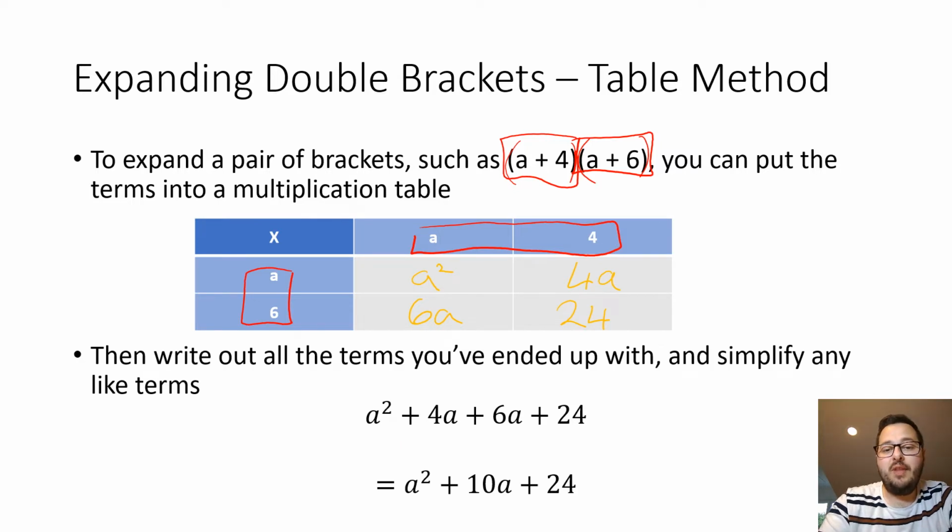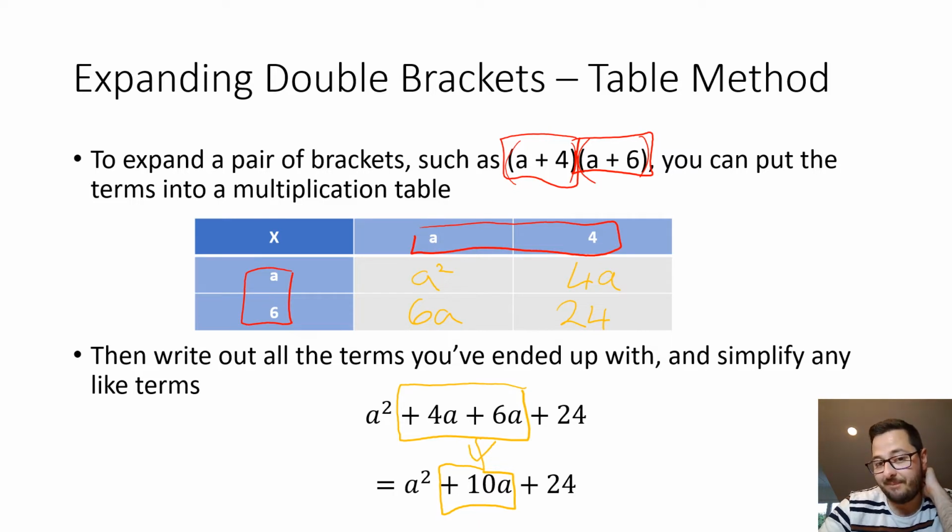And then once you've done that, you just write out all the terms and simplify any like terms. So here we've just written out everything we've had. And then we've noticed that we've got two terms that are similar and they can be brought together to make 10a. 4 plus 6 is 10. Okay, so that's the first method, the table method. You put one of your brackets on the row of the multiplication table, one of your brackets on the column, and then just times them. Write out your results and bring together anything you can bring together.